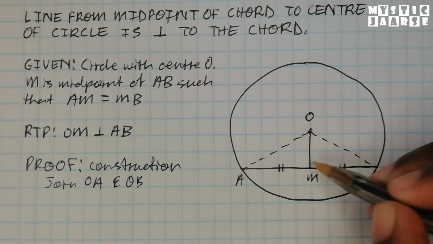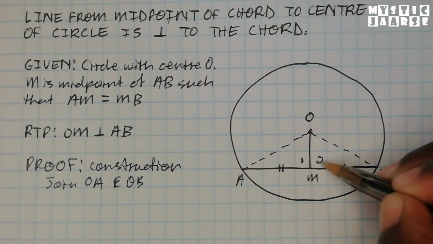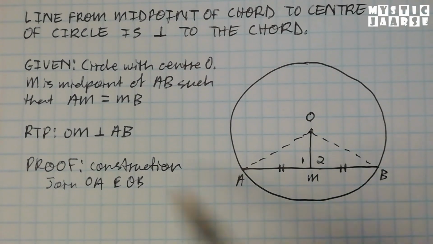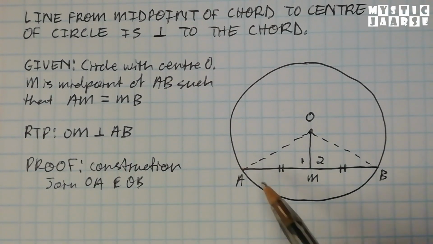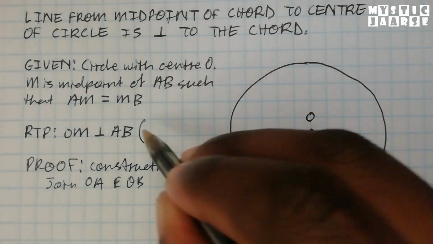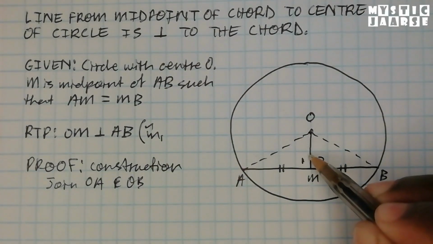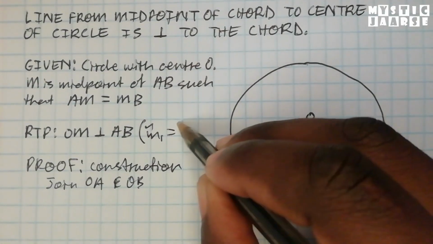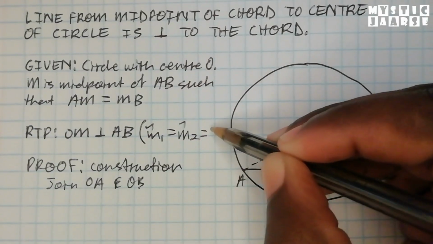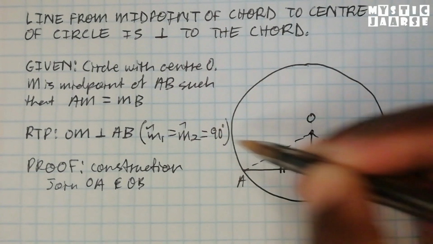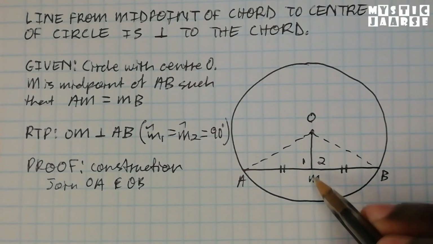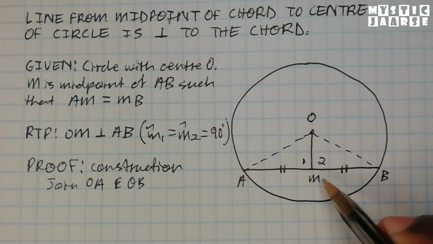So this is angle M1 and angle M2. We are required to prove that OM is perpendicular to AB, right? So in other words, we are required to prove that angle M1, this angle here, is equal to angle M2, this angle here, and they are both equal to 90 degrees. So this is what we are required to prove. We need to prove that angle M1 is equal to angle M2.